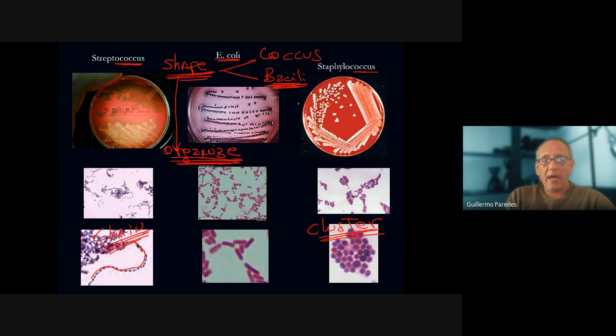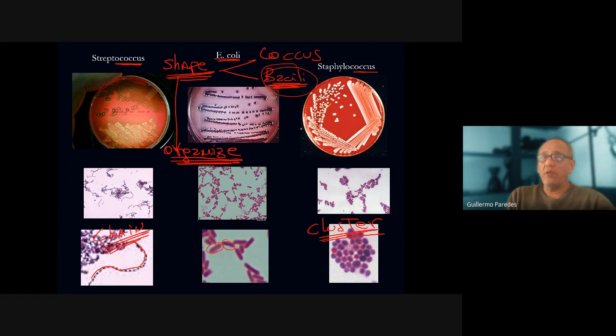Okay? And the bacilli are going to be cylindrical. In this case, we have individual, they don't organize. The shape is cylindrical and individual. So they're going to be alone, one by one. And that is how you can tell what bacteria it is.